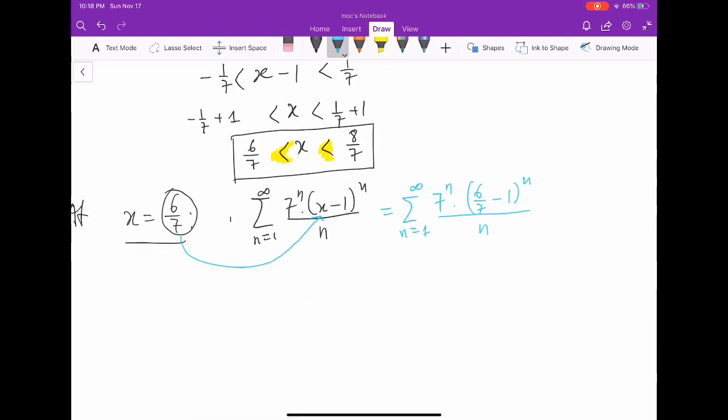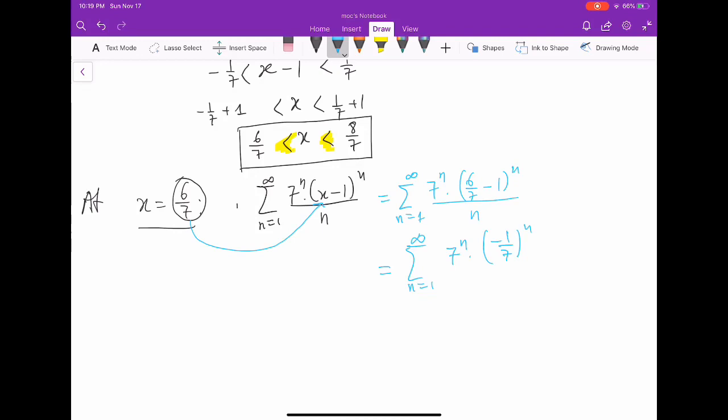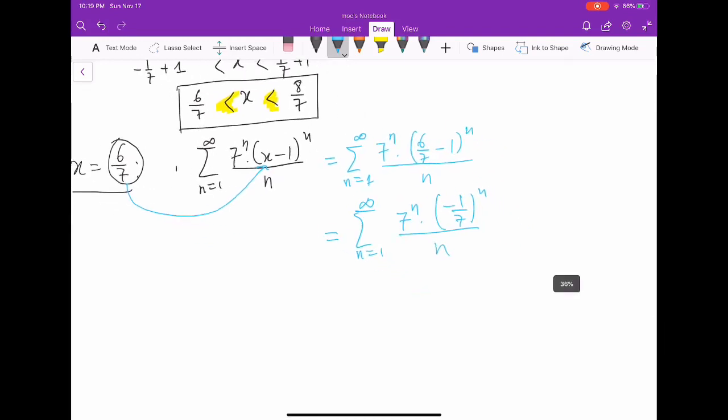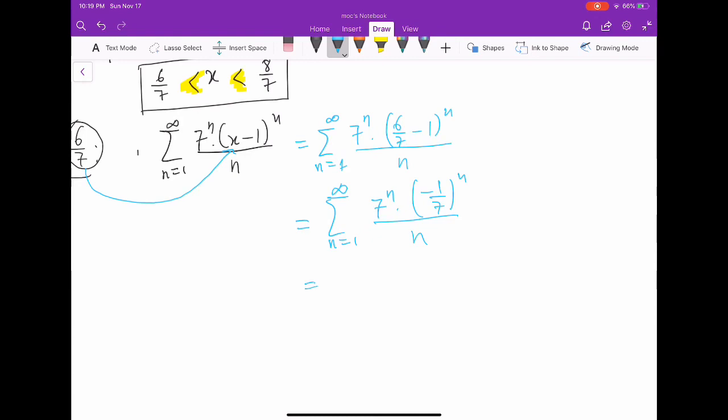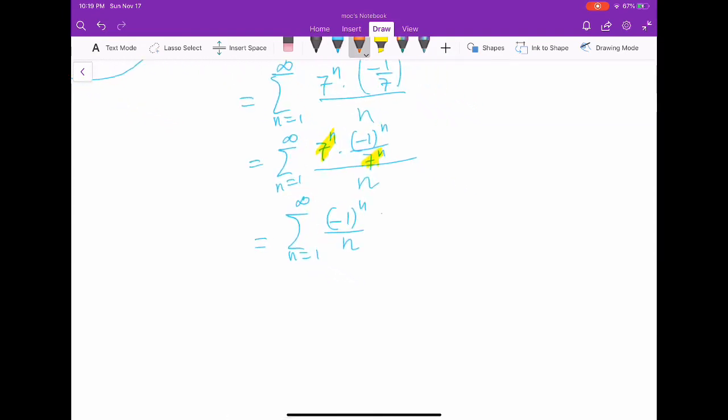Let's simplify this. This is equal to the sum from n equals 1 to infinity, 7 to the n times 6 over 7 minus 1, which is negative 1 over 7, to the n, and in here you have n. Let's simplify this series. Another factor can be written as negative 1 to the n divided by 7 to the n, everything divided by n. So you have 7 to the n in here and 7 to the n in here. You can cancel them out, and you get the sum from n equals 1 to infinity of negative 1 to the n over n. And this is an alternating series.